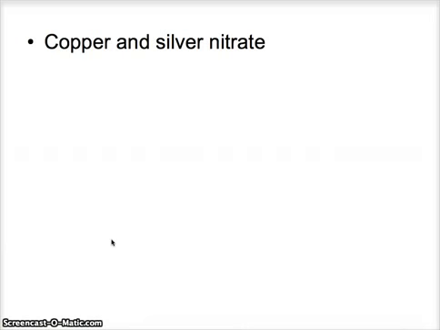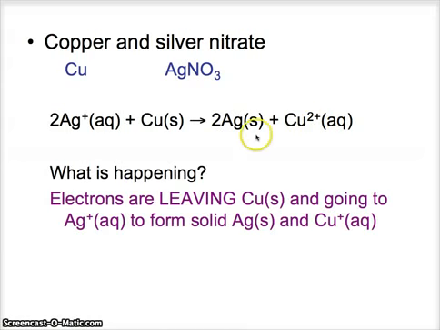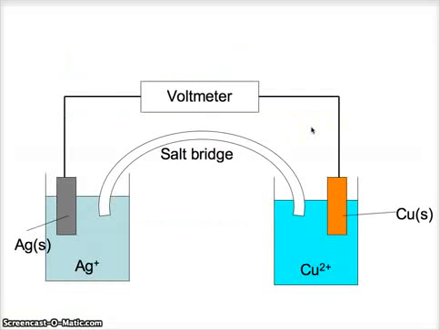An example of this is copper and silver nitrate. If you take solid copper and put it into a solution of silver nitrate, you're going to end up with the copper dissolving and with silver being produced on the bottom of the beaker. So over time, what happens is our aqueous silver reacts with our copper solid. There's a transfer of electrons, and the silver becomes solid and the copper becomes aqueous. So what's happening is electrons are leaving your copper and going to the silver to form solid silver and aqueous copper.